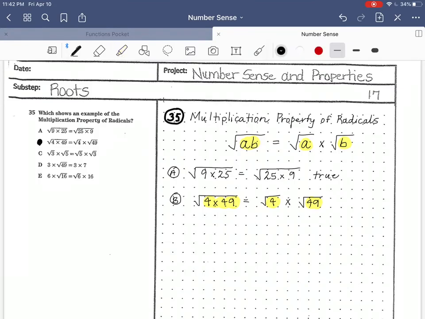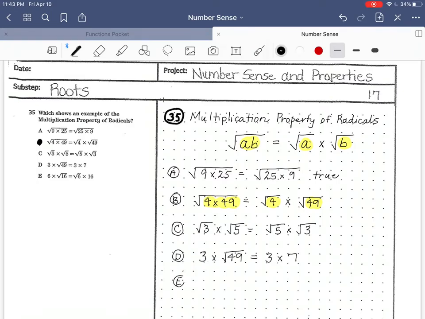C is also true, by the way. We have the square root of 3 times the square root of 5 is equal to the square root of 5 times the square root of 3. That's true, but there's no breaking apart of the original problem. So all we've done there, again, is just reverse the order of the multiplication. It's true, but it's not illustrating the property that we want. Okay, this one we have 3 times the square root of 49, which is equal to 3 times 7. Value-wise, it's the same, but it doesn't illustrate the property.